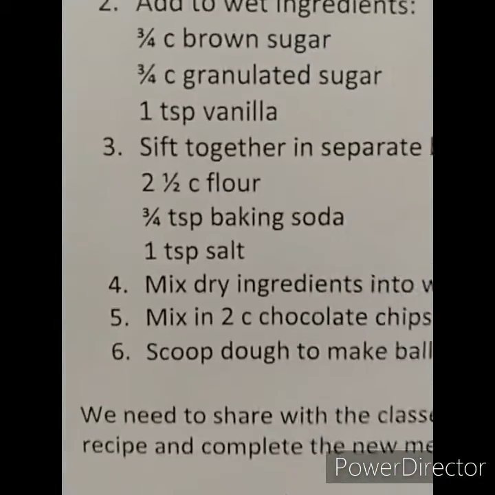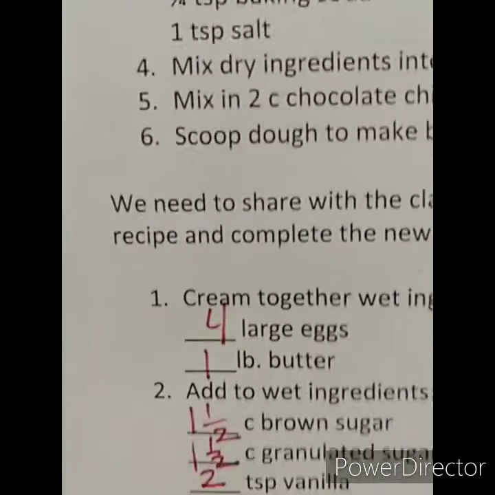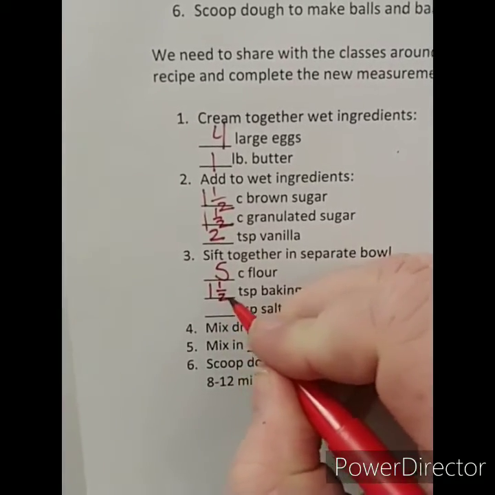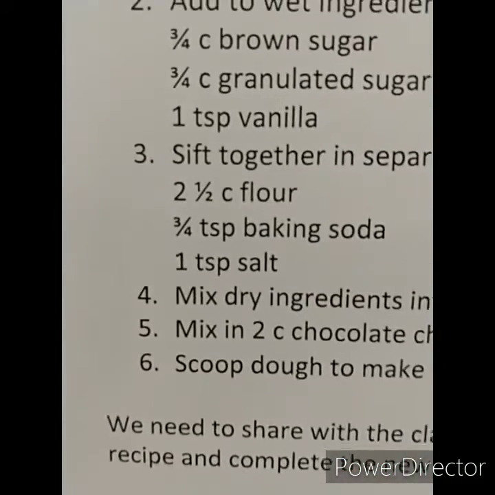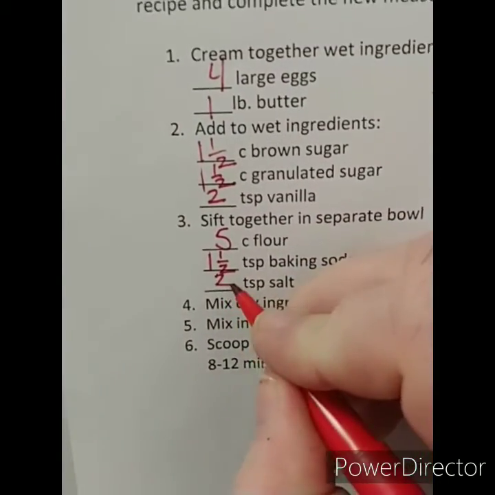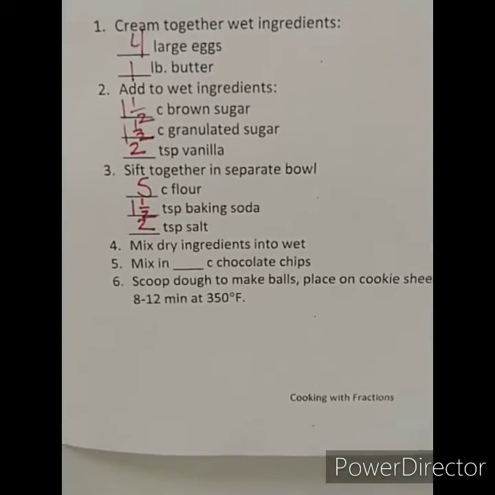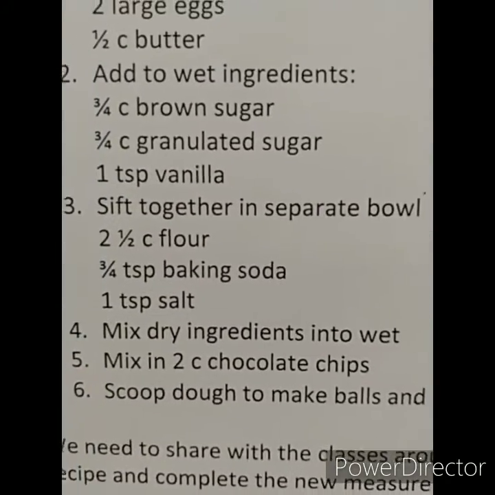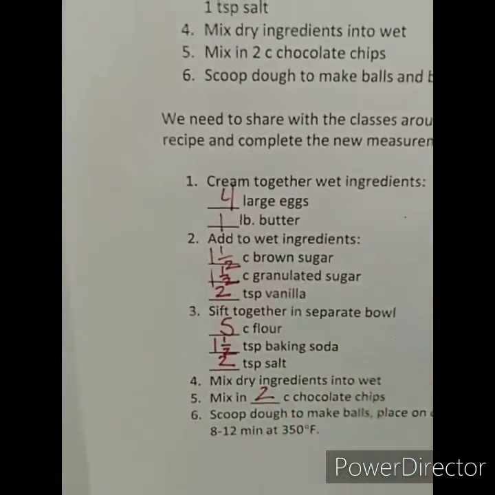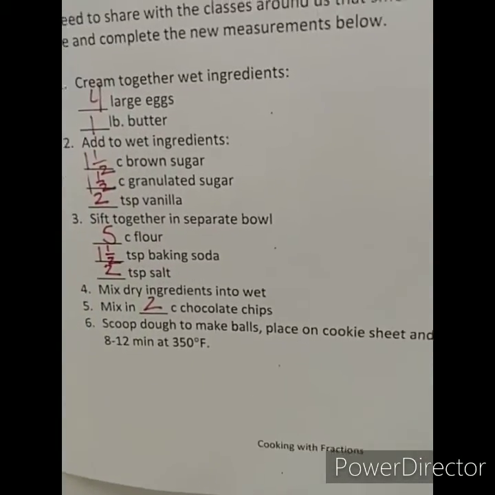Baking soda, teaspoons. I'm supposed to have 3/4 of a teaspoon of baking soda. I already doubled 3/4. I know that doubling 3/4 is 1 and 1/2. Teaspoons of salt. I'm supposed to have 1 teaspoon of salt. 1 times 2 is 2. I'm rocking this. Mix the dry ingredients into the wet. Mix in blank cups of chocolate chips. Well, it said 2 cups of chocolate chips. Super easy. 2 times 2 is 4. And then there's the rest of my recipe, and I'm done.